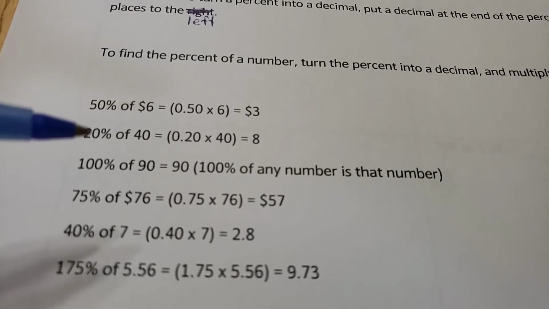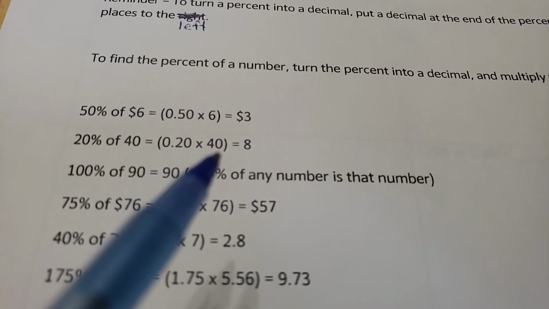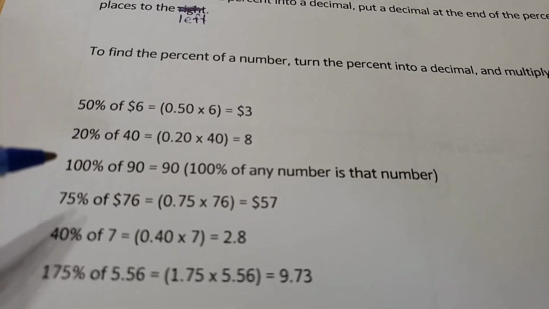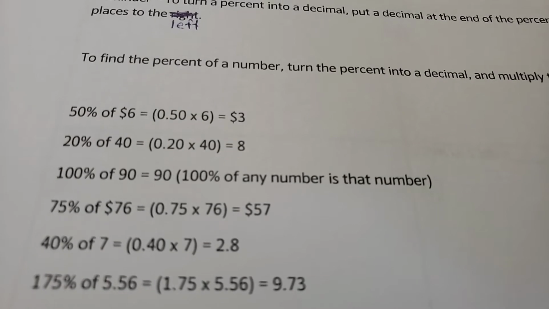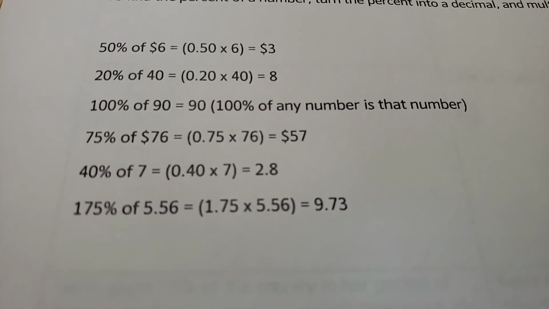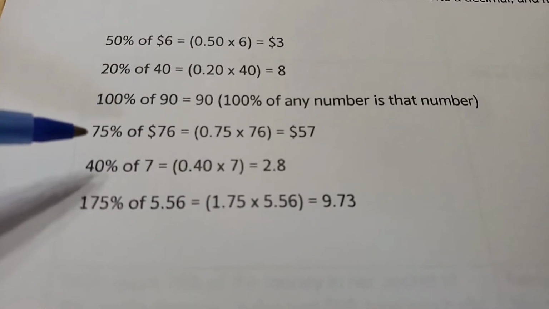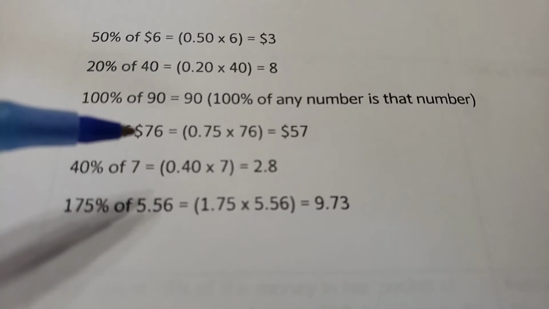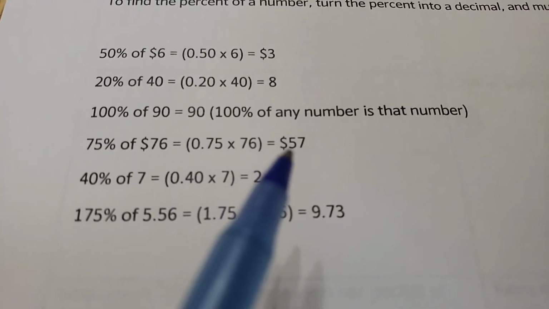20% of 40, well, make that 20% turn into a decimal number and multiply it to 40, and it equals 8. If I wanted 100% of 90, it's just going to be 90, because 100% of any number is just that number. 100% is always a full amount of something. If you want 75% of $76, now some of you might recognize 75% as 3/4 of a certain amount. So we just take 0.75 times the $76, and we get $57.